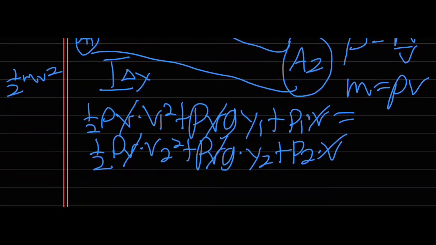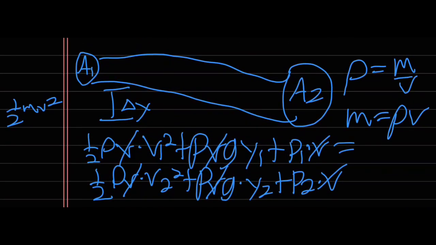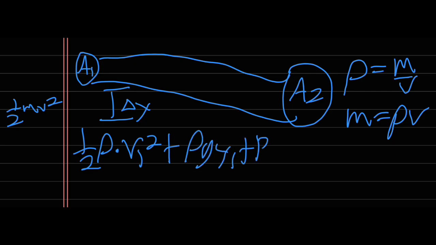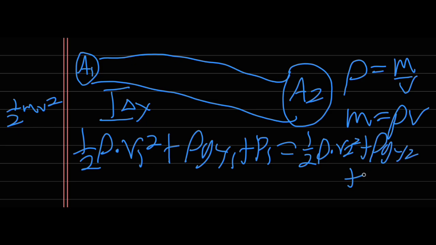So what does this leave us with? If all of these cancel out, they'll be equivalent to 1/2 rho V1 squared plus rho g Y1 plus pressure 1 is equal to 1/2 rho V2 squared plus rho g Y2 plus pressure 2.